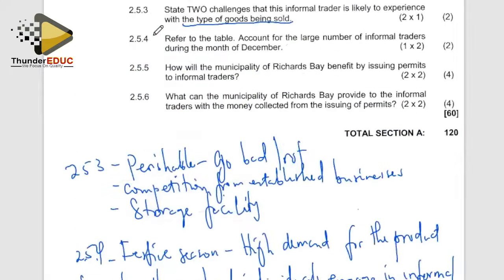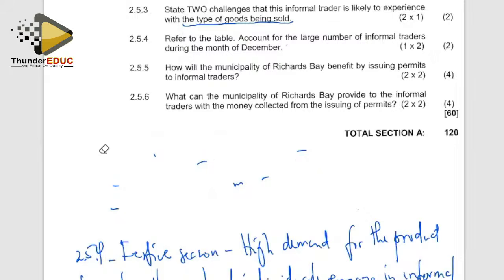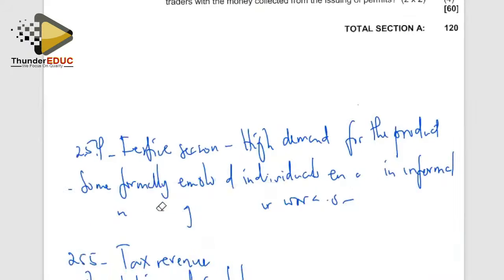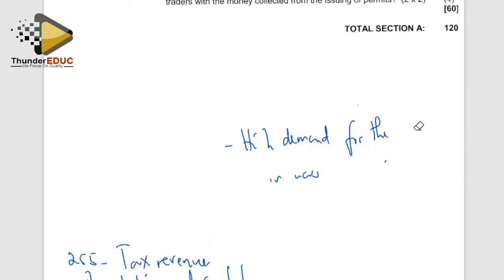2.5.6. What can the municipality of Richards Bay provide to the informal traders with the money collected from the issuing of permits? What can they provide? We are seeing that there is a rationale for them to issue permits. There is a valid reason for them to issue the permits to the informal traders, but that money must be used in a sustainable way to benefit the provision of some requirements for the registered people who are now shifting from being informal and are joining the formal sector because they've been issued with the permits.